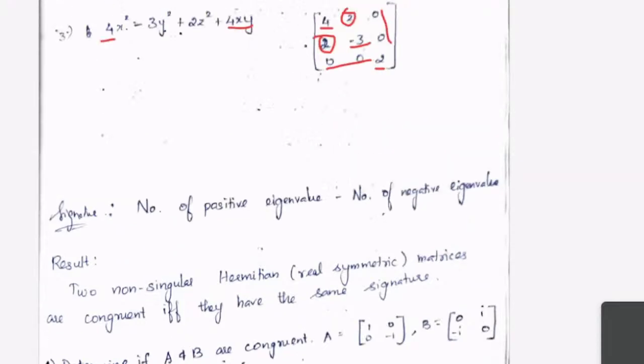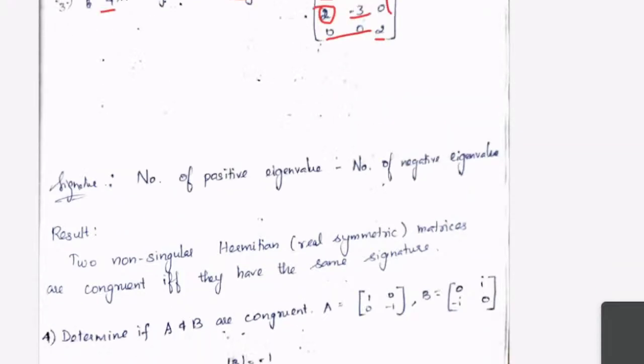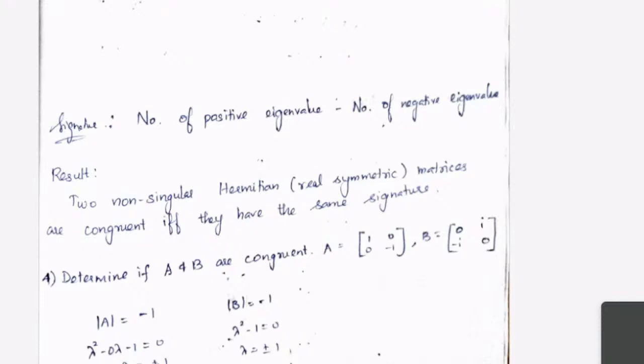And the matrix of transformation. Signature is nothing but the number of positive eigenvalues minus the number of negative eigenvalues. So this is one important result: two non-singular Hermitian matrices, and it also holds for real symmetric matrices, are congruent if and only if they have the same signature. So if two Hermitian matrices have the same signature, we can say they are congruent. The same holds for real symmetric matrices.